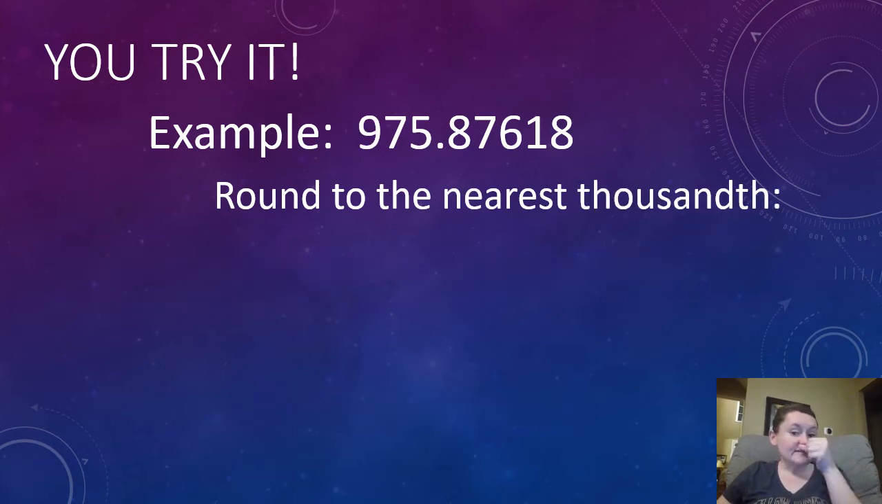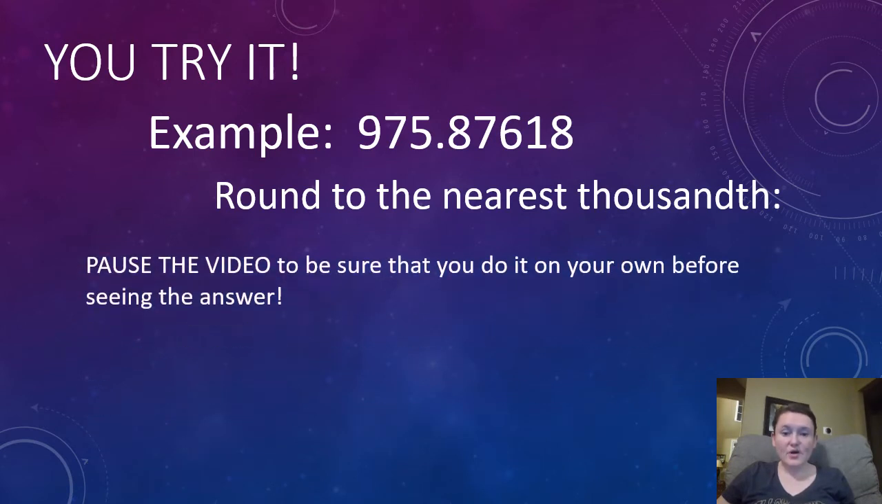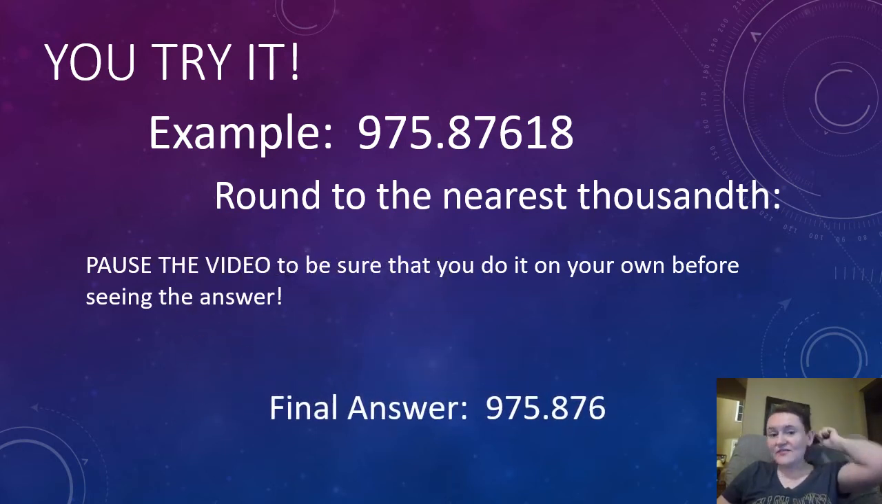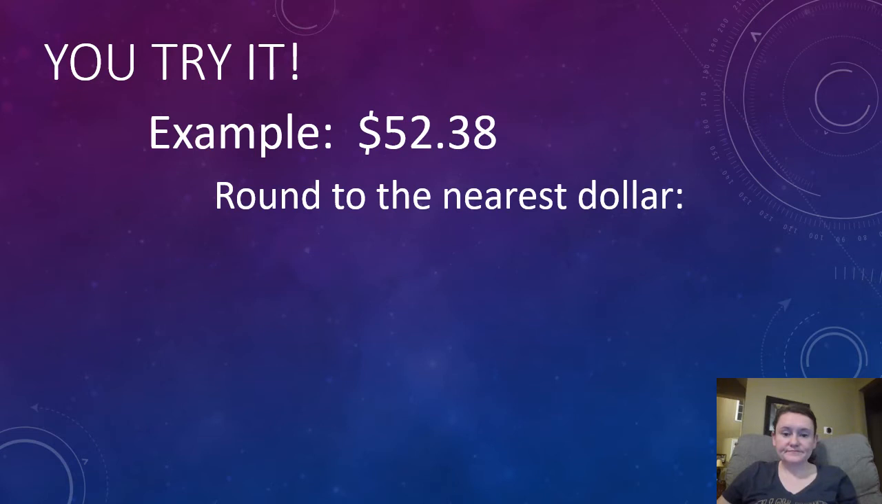Now rounding to the nearest thousandth, or the instructions just might say round to 3 decimal places. That's the same idea. So we're either going to have 876 or 877. We decide based on the fourth number. Pause the video. You should get 975.876. The 6 stays a 6 because the number after it is a 1.